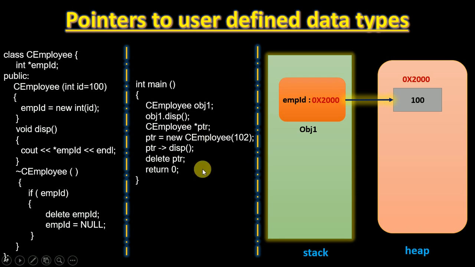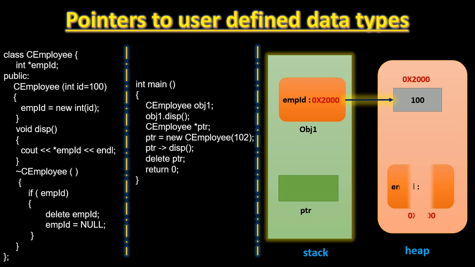In this case, one pointer variable ptr will be created in the stack segment. For this pointer, we do ptr equals new CEmployee(102). Now for this, memory will be allocated in the heap segment. When you do new, it allocates memory in the heap segment. So in the heap segment, first one object will be created.